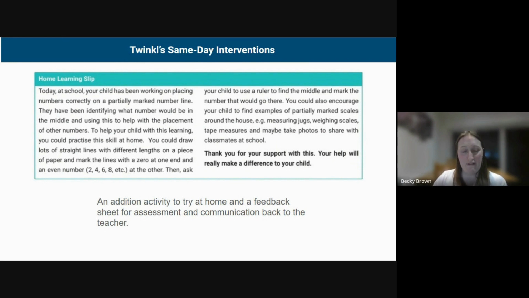So that was a very, very quick look at a same day intervention, but you may not have seen them. So it's definitely something that is worthwhile for TAs to know exists. And we have a huge collection of them on site.